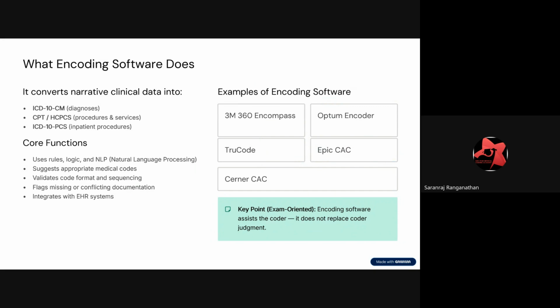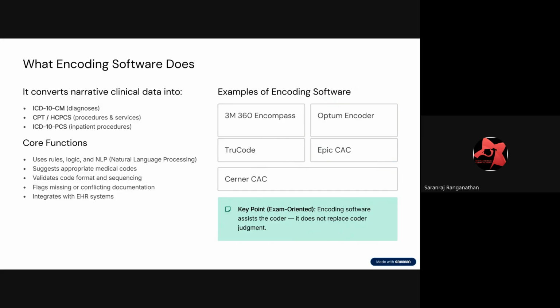Okay, so there they are using a language called natural language processing, similar to the language used for developing encoding software. For example, encoding software here, can you see TrueCode, Cerner CAC, 3M360 Encompass, Optum Encoder Pro, Epic CAC. I have worked with all these software. Out of these, Optum is very superb.